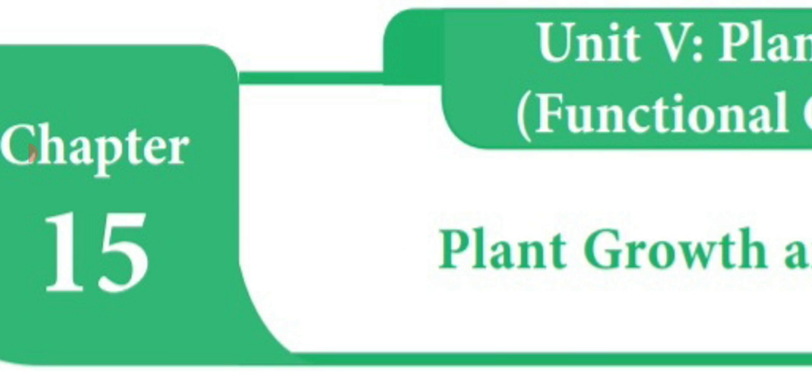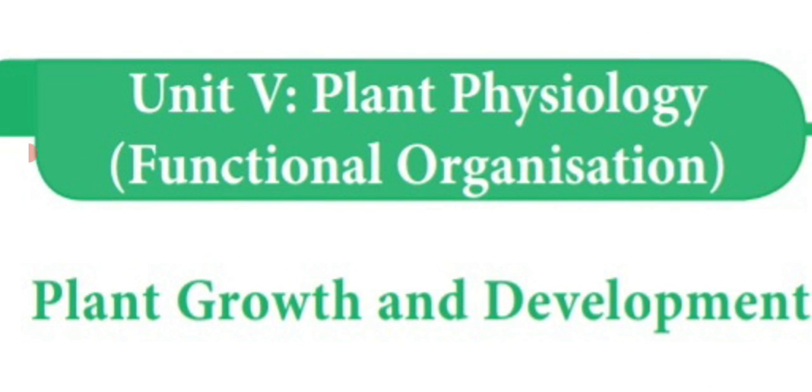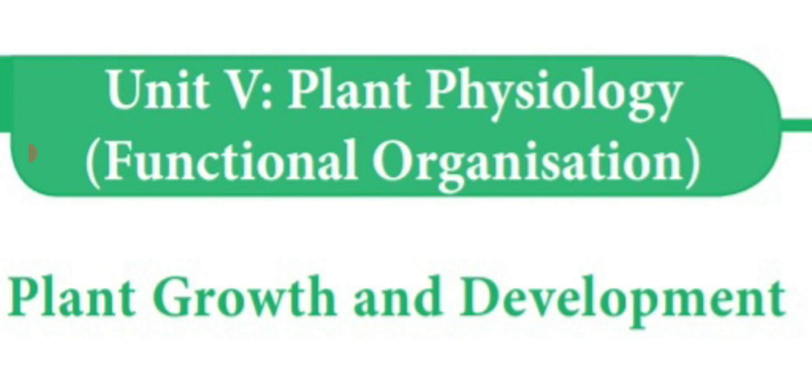In this video, we are going to start the new lesson, chapter 15, unit 5, plant physiology, functional organization. Under this topic, we are going to see the lesson, plant growth and development. Dear students, in the previous video class, we have seen the different growth hormones and their functional activities. Now, we are going to see the other topics, photoperiodism, vernalization, plant movement, and stress physiology in this video.